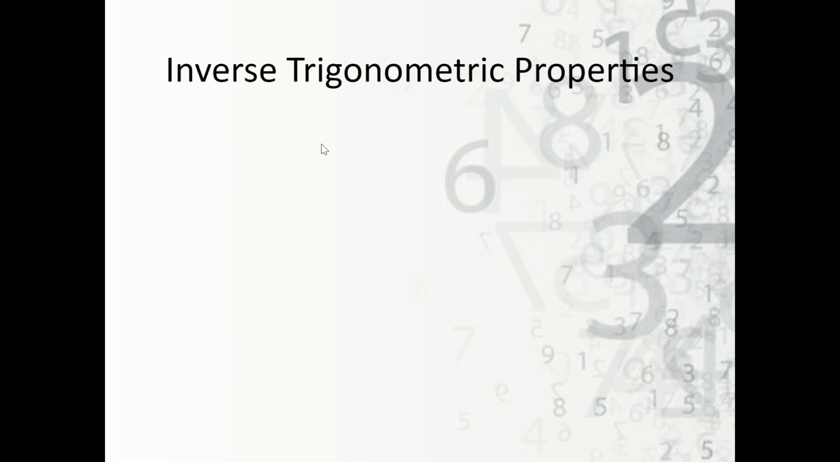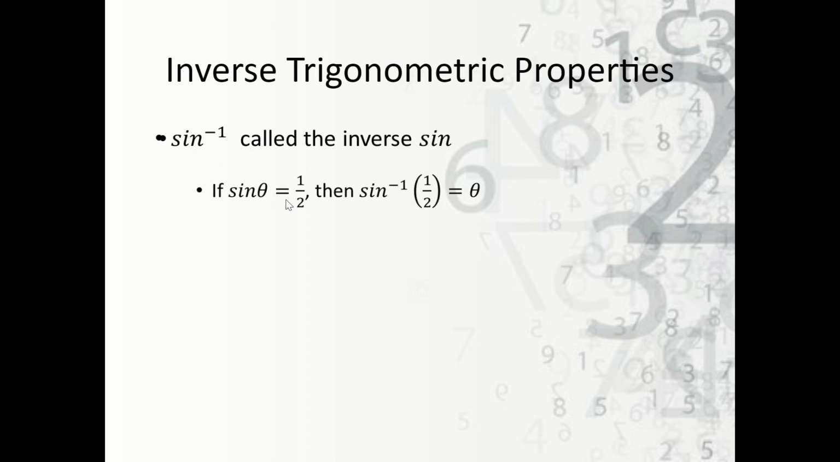Now let's talk about inverse trigonometric properties. So inverse sine, this is what it looks like. So it's sine to the negative first power. So we call that the inverse sine. So if sine theta equals 1/2, then inverse sine of 1/2 equals theta. So it's just a way of flip-flopping it so we can solve for the angle measure using the ratio. So all we do is we change it to inverse sine and then we flip the theta and our ratio.